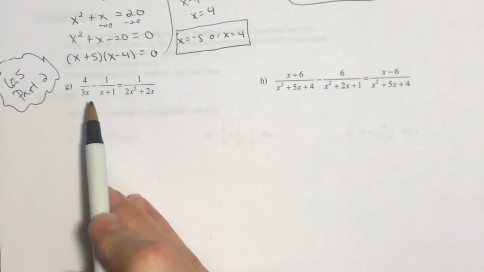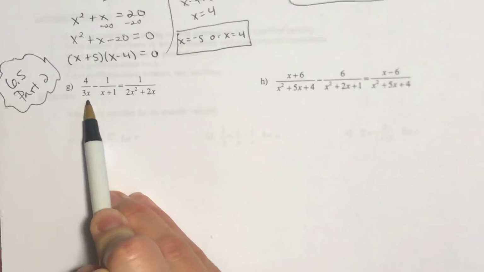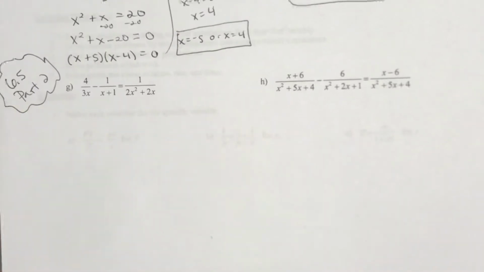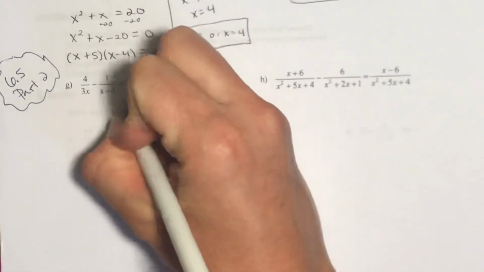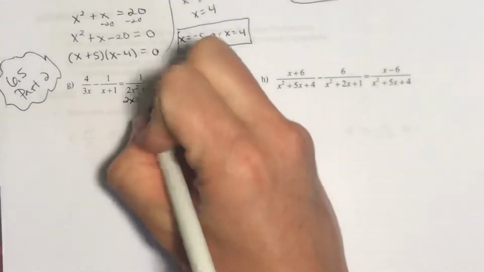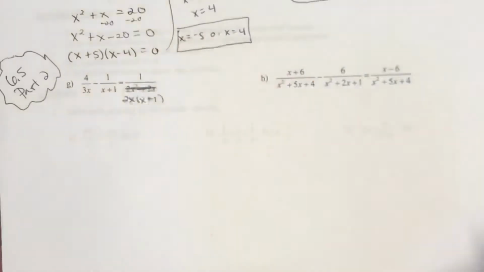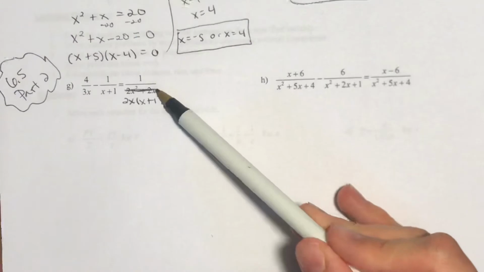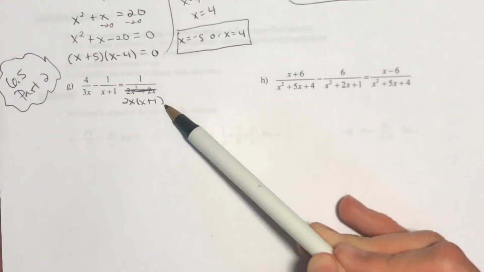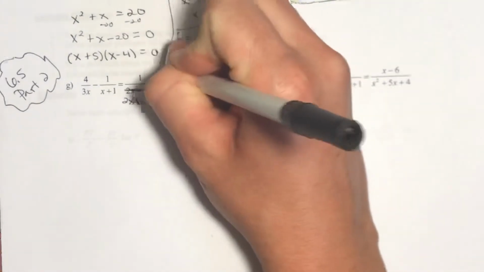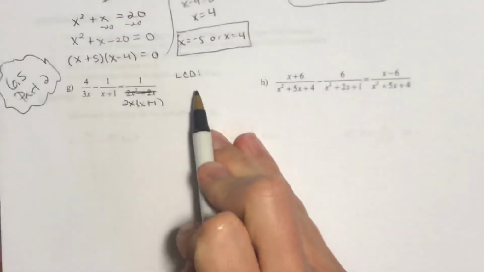Looking at the three denominators, 3x, that's factored. X plus 1, that's factored. 2x squared plus 2x is not factored. We can factor out a 2x. So if I factor out a 2x, I have 2x times the quantity x plus 1. So this is equal to this factored denominator. Now that each of the three denominators are factored, we can determine the LCD.